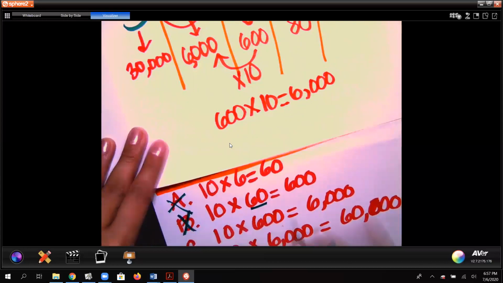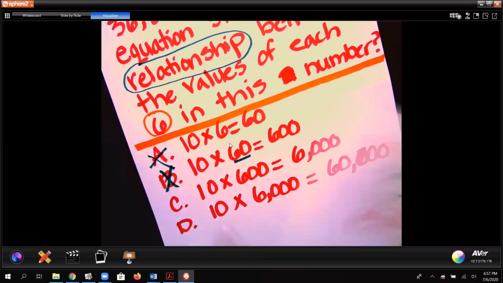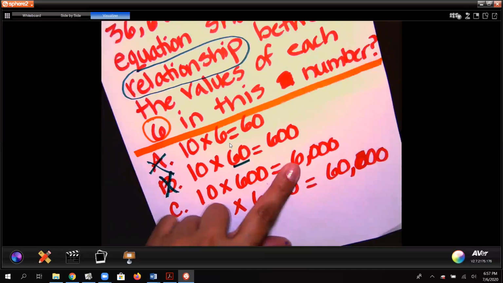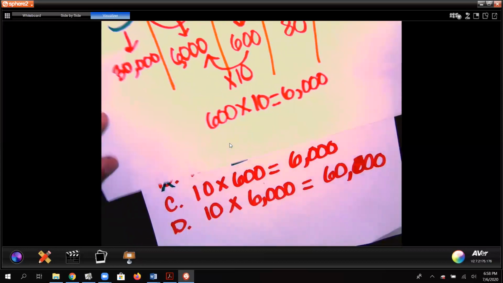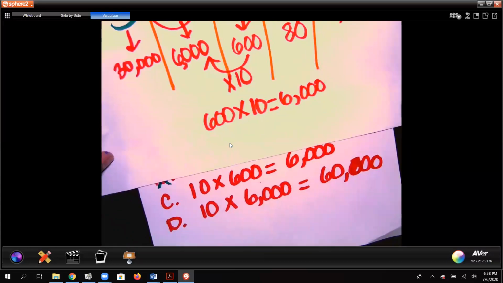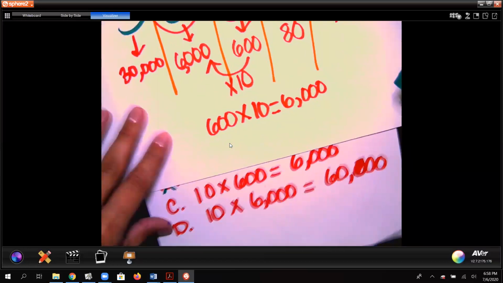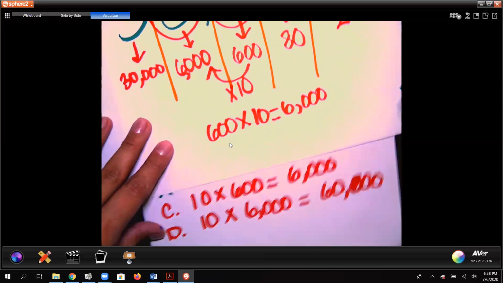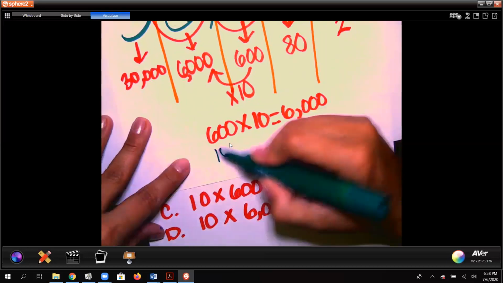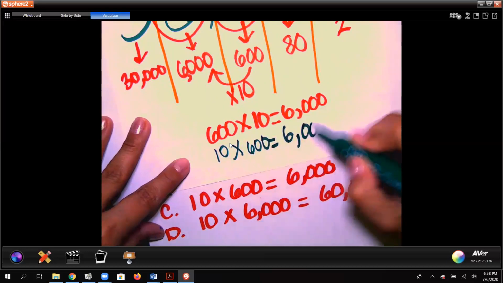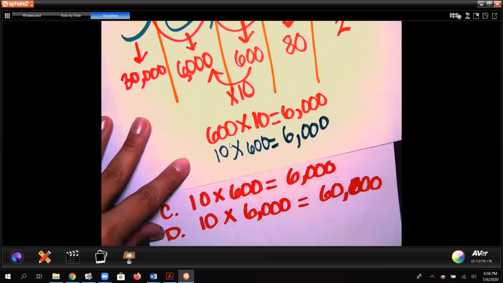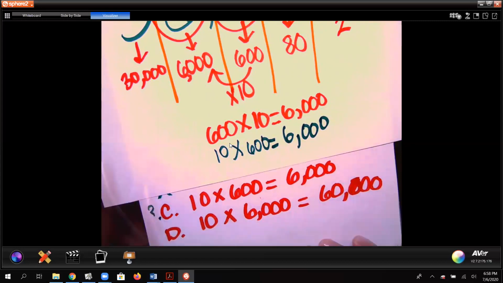So that's not it. Okay, 10 times 600 is 6,000. Is that correct? We have 600 times 10 is 6,000, which is the same thing. Whenever you're multiplying numbers, the order does not matter. You still get the same total or product. So I can rewrite it this way, and it still gives me the same answer. So yes, let's put a question mark on that one. We always have to check all of them just to be sure.